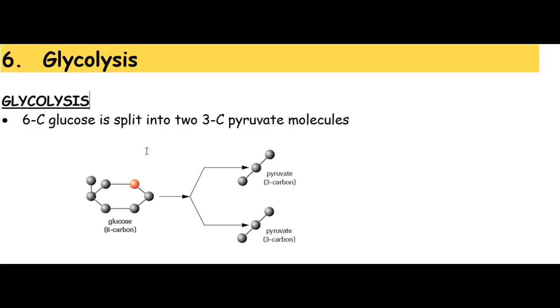ATP payoff. So really, again, the basic process of glycolysis, what it's all about is to take the 6-carbon glucose and end up with our 3-carbon pyruvate molecules, 2 of them, that will move on to the next stage.